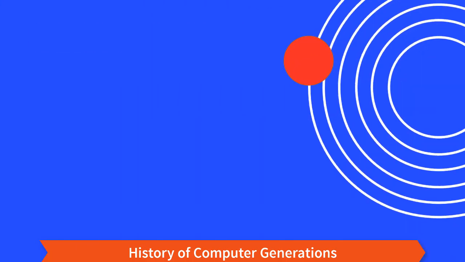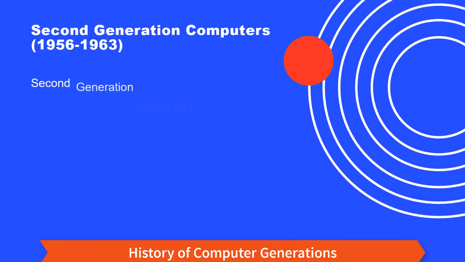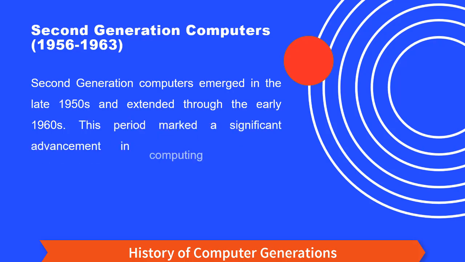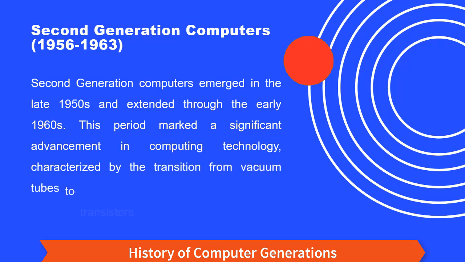Second-generation computers, 1956 to 1963. Second-generation computers emerged in the late 1950s and extended through the early 1960s. This period marked a significant advancement in computing technology characterized by the transition from vacuum tubes to transistors.